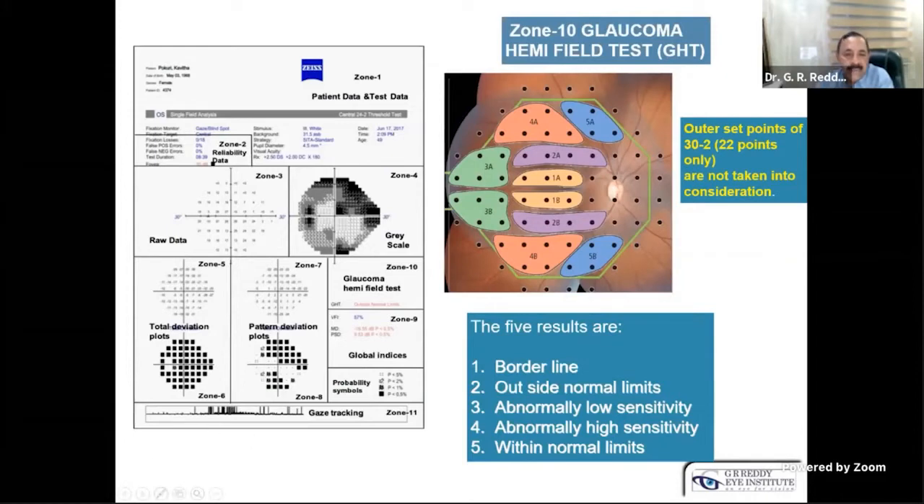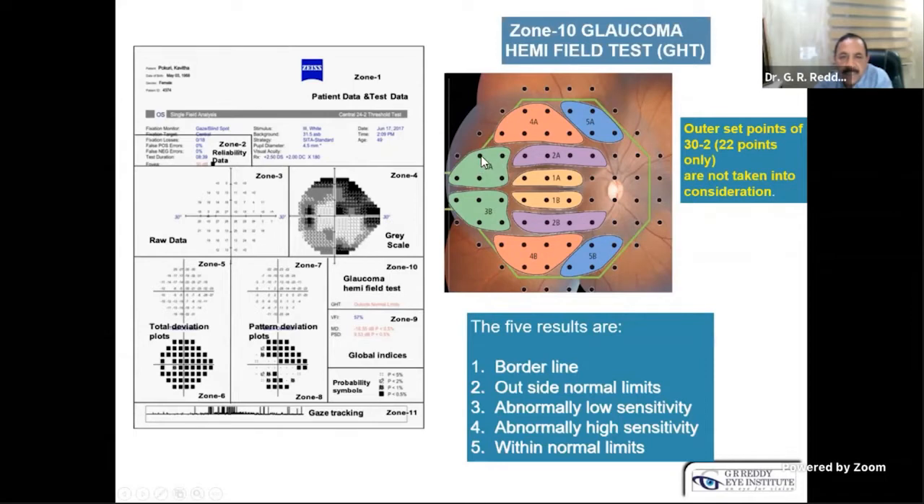Coming to the glaucoma hemifield test. Here also, the outer set of points of 30-2 are not considered, and the 2 nasal points are kept inside. Only the points of 24-2 are considered. As you know, in glaucoma there will be a difference in the loss of retinal sensitivity on either side. For comparing, they are divided into 5 zones and the mirror images of those 5 zones in the lower field.